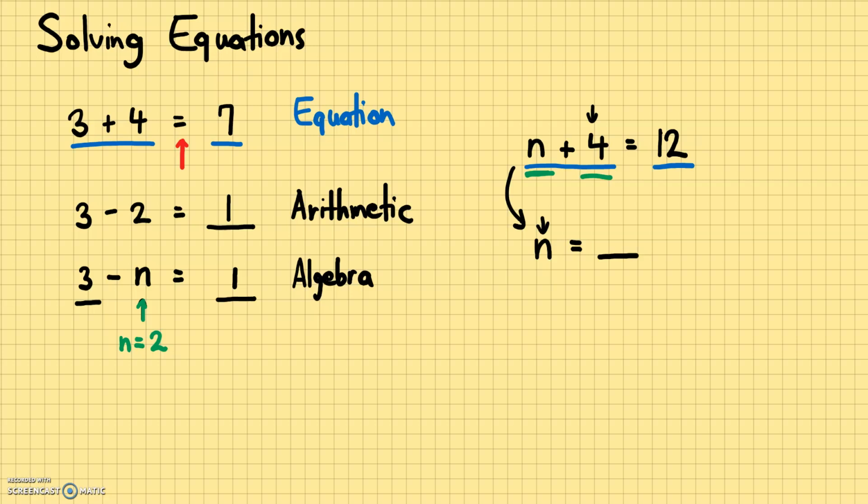To get rid of the 4, which is plus 4 right here, we need to do the opposite. What is the opposite of plus 4? The opposite of plus 4 is minus 4. If we do minus 4 here, then plus 4 and then minus 4 cancel each other. That's just going to be 0. So we're just going to be left with n on the left side.